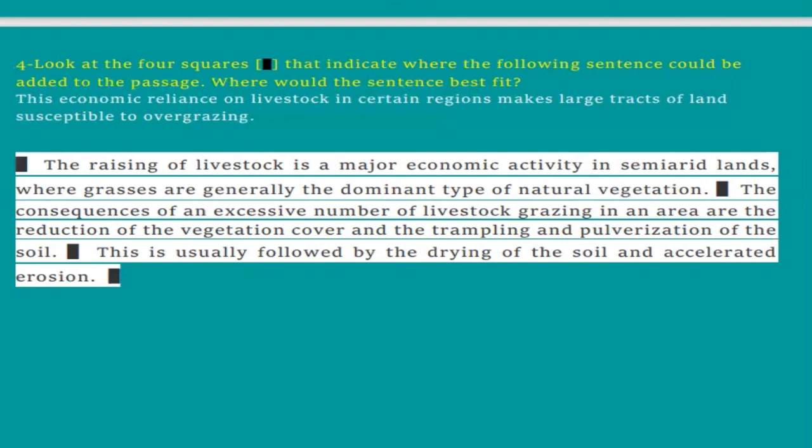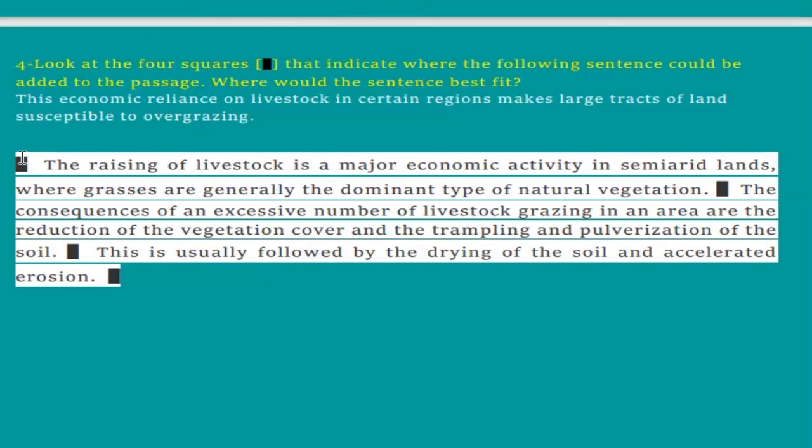So this sentence cannot be the first sentence. So our first box is not the right fit. We should cancel this box out and read the second one. The raising of livestock is a major economic activity in semi-arid lands, where grasses are generally the dominant type of natural vegetation. So our sentence could be here.